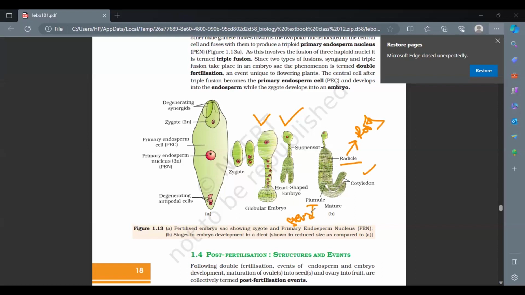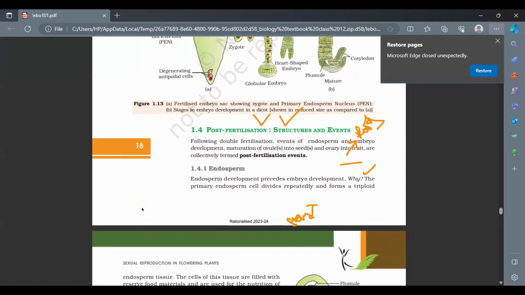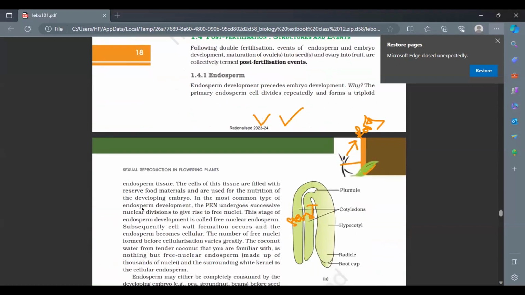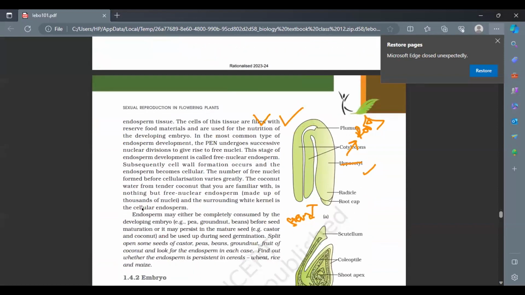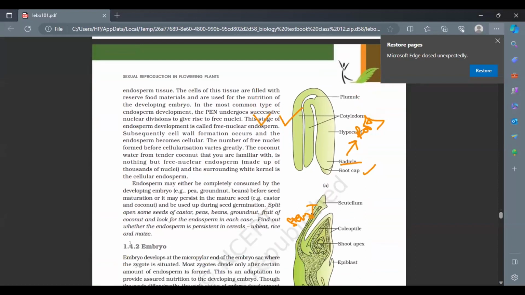Now we come to a slight dissimilarity in the way the monocots and the dicots behave, okay? So in the post-fertilization events, we talk about this endosperm being formed, right? Successive divisions are happening in the endosperm. And let us talk about one very, very important concept over here. Let me share my whiteboard with you again.